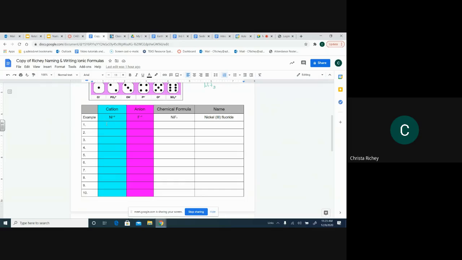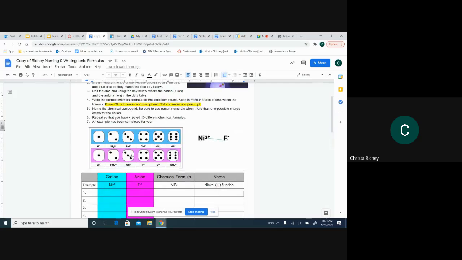Whatever your dice says your positive is, whatever your dice says the negative is, if they add to 0, because these didn't, +3 and -1 did not add to 0, you crisscross them. And then you need to name them. Nickel does need a Roman numeral. That is probably going to be the trickiest part about this: does this thing need a Roman numeral or not? So if I go up here with your metal ions, you guys don't have nickel as one on here. The only one up here that needs a Roman numeral is the iron.